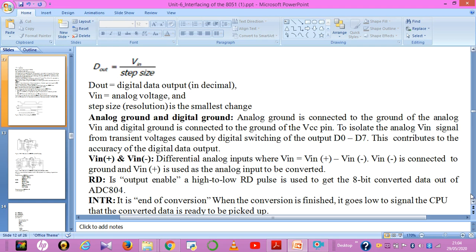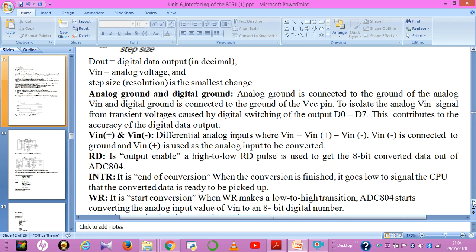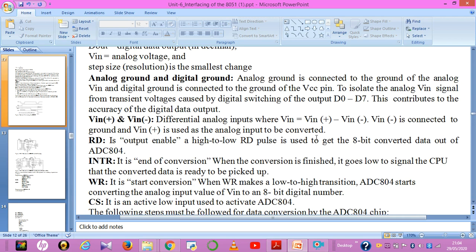And finally, you have to give the ground pins for analog as well as digital here. Okay. Next, Vin plus and Vin minus are both different analog inputs. For giving the input voltage, you have to take the difference. Vin minus is connected to the ground. Vin plus is the analog input to be converted. Next, RD means it is the output enable.